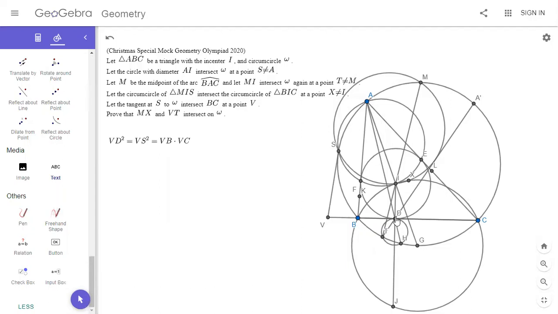So if we knew it was tangent, we'd have VD squared as VS squared. Oh, I got it. Nice. So I'll just erase my whole figure here, like my whole drawing, and I'll just try to prove that A prime is parallel to BC.